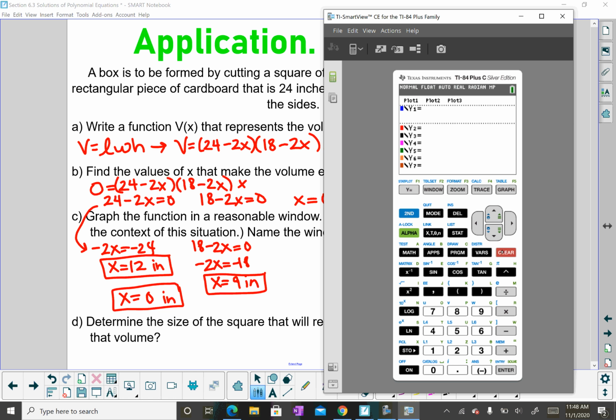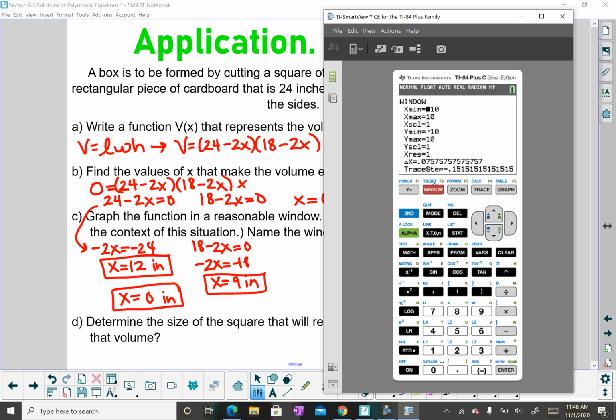Let's clear that out and put our equation in. 24 minus 2x is my first factor. 18 minus 2x is my second factor. And then x is my last factor. Now it looks like the biggest solution I have is 12. So if I hit window, actually let's hit zoom 6 first and just see what that looks like. Okay, let's go back to window. Give me some regular numbers to start with.